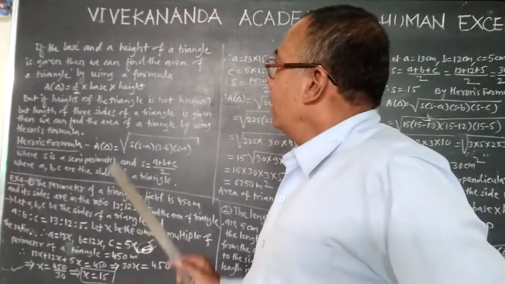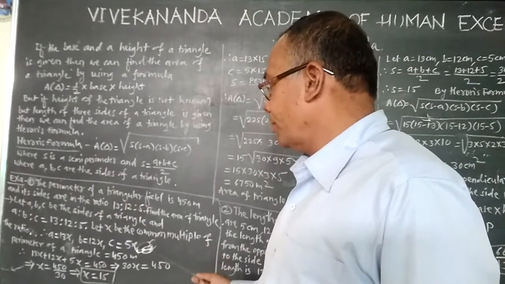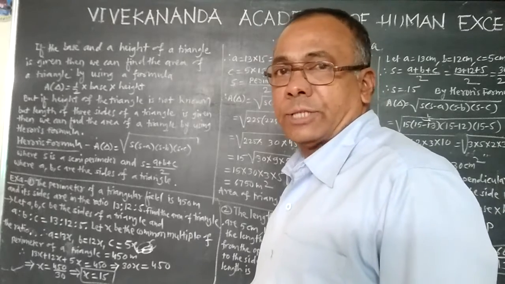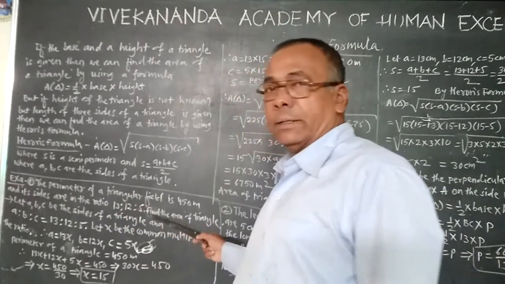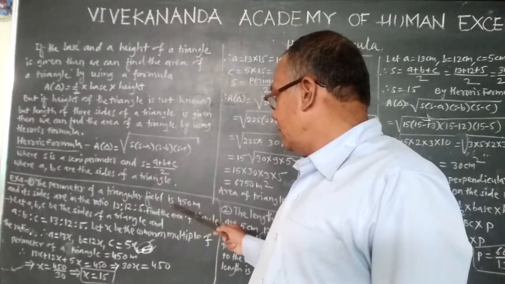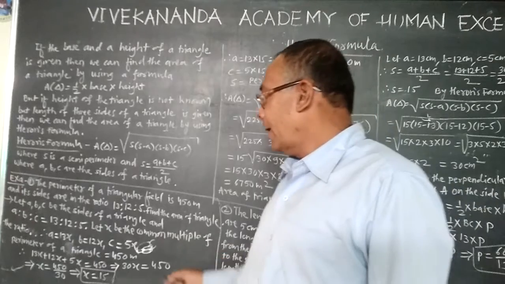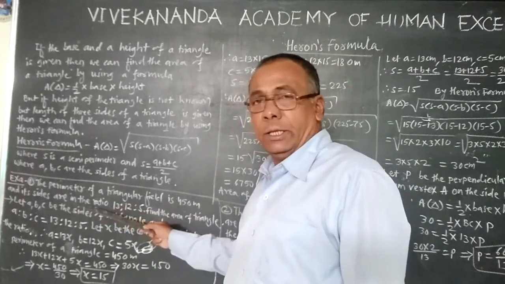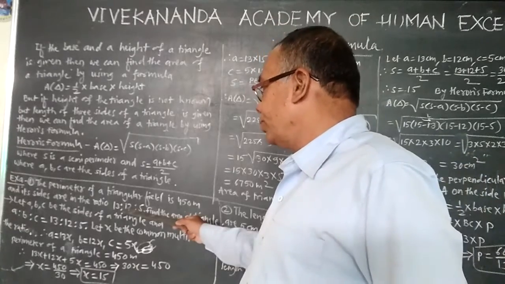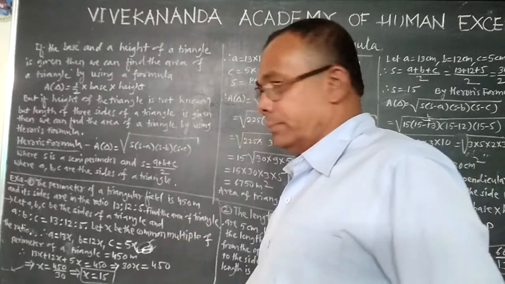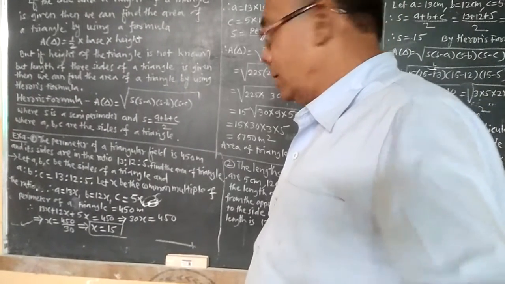And now we will find the areas of the triangle in the given examples. So first example is: the perimeter of a triangular field is 450 meter and its sides are in the ratio 13:12:5. Find the area of the triangle.